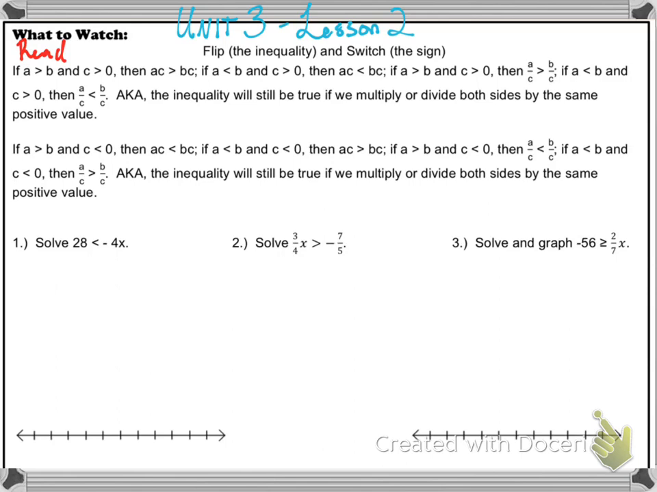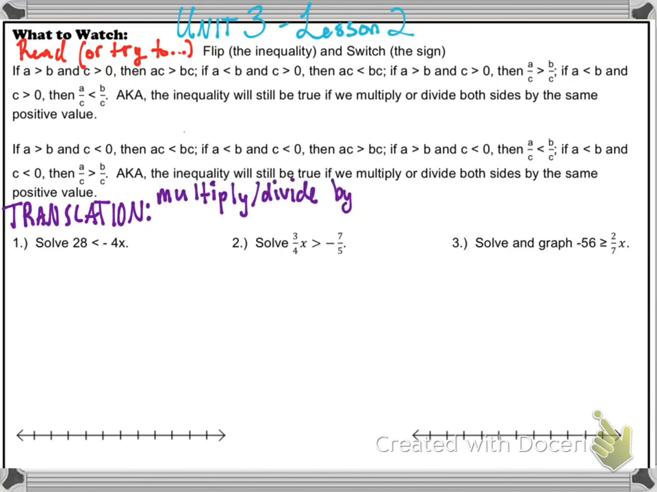So you can go ahead and try to read this. Basically, that's how a math book or a math textbook speaks, but in layman's terms, what that means is if you multiply or divide by a negative on both sides, then you must flip the inequality symbol. So why is that, you may ask?